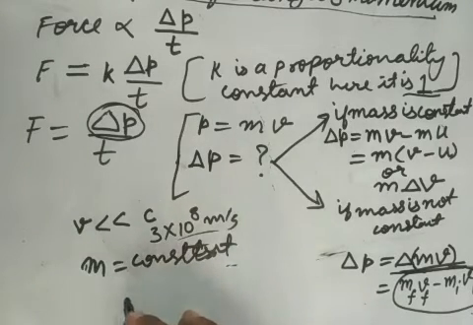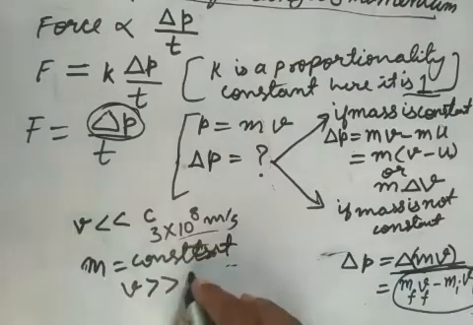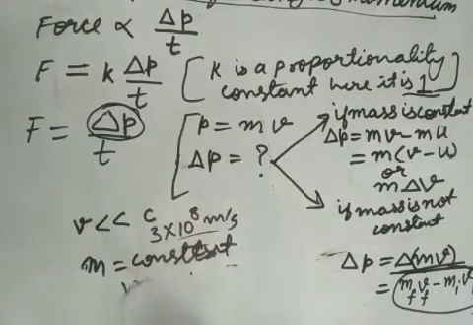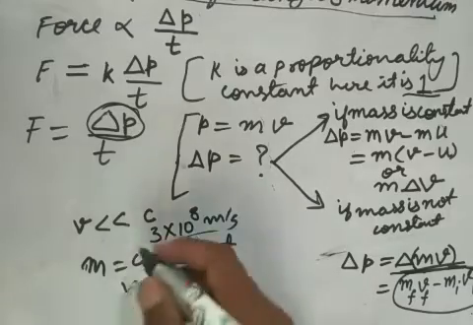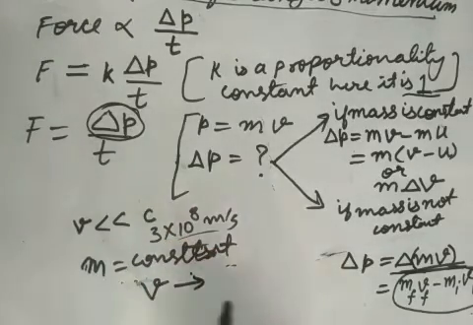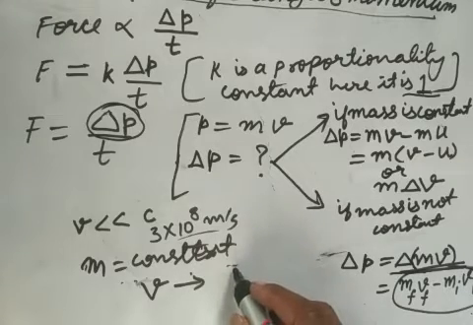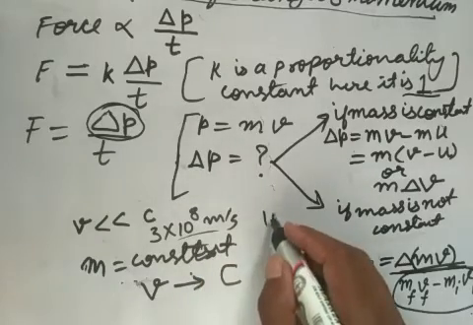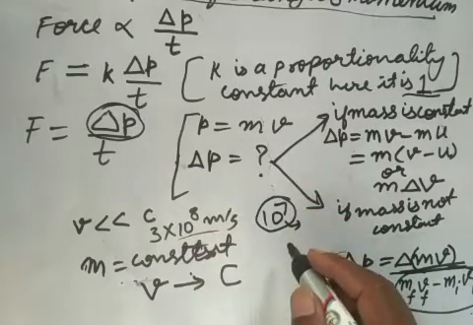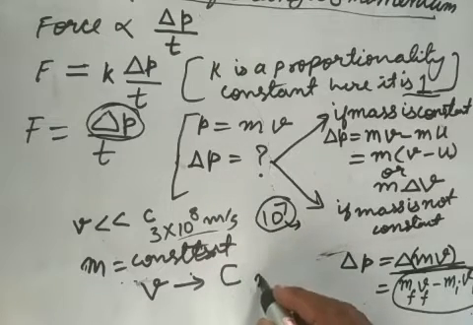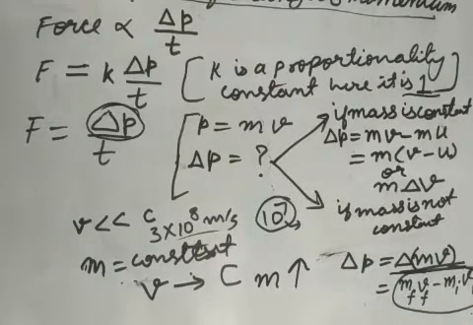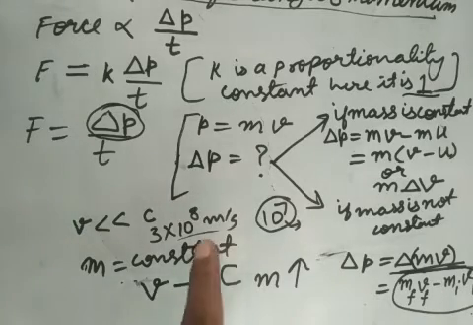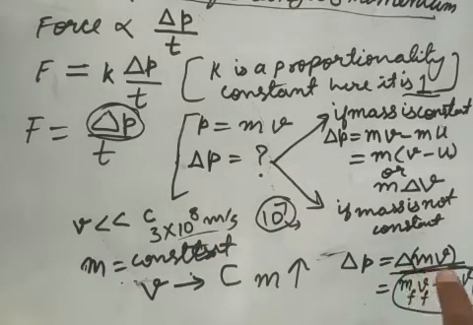Second thing, if v tends to c, actually it can't be greater than c. According to Einstein's theory, it can't be greater than c. So if v tends to c, and it further increases, then mass increases. And mass increasing means now mass is not a constant term. It is also changing. So in such cases, we will leave it as it is.